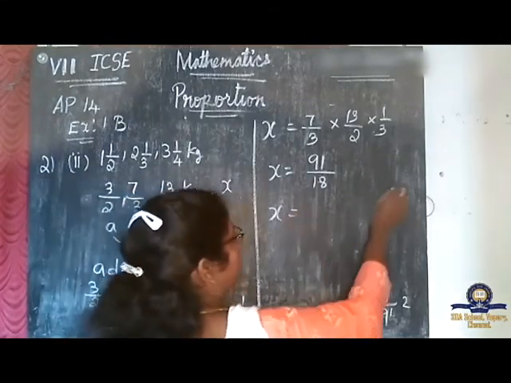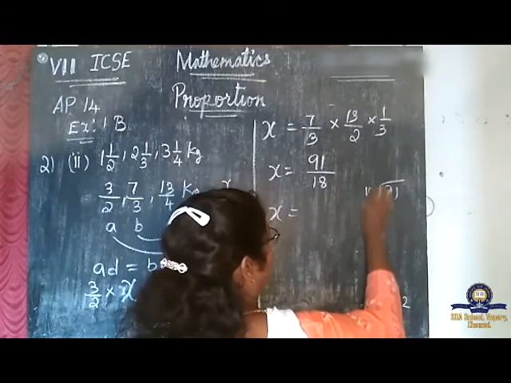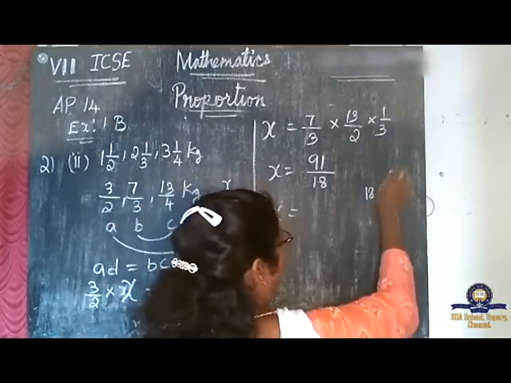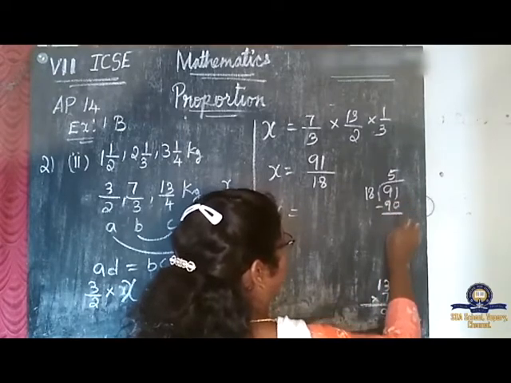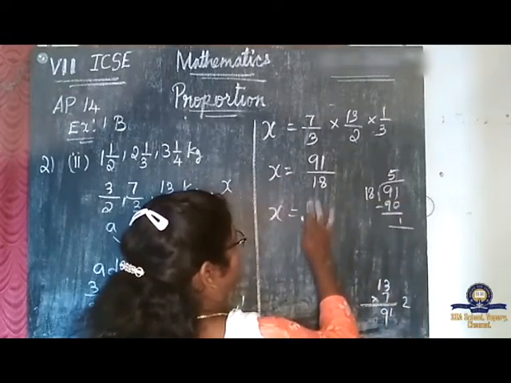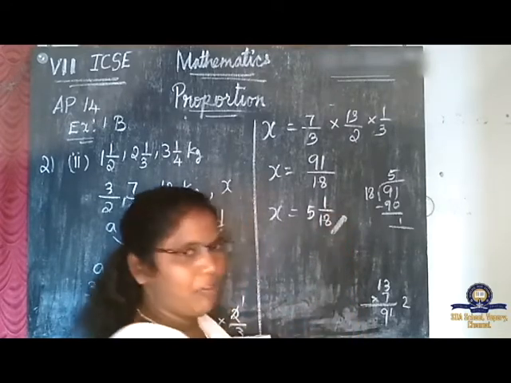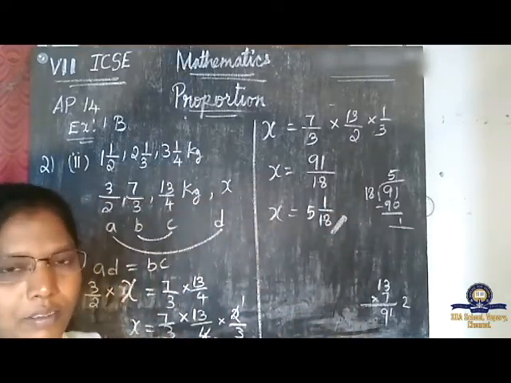And this also can be written. We'll divide this one by 18. How many 18s are there in 91? We have 5 times. 5 18s are 90. Remainder 1. So 5 1 by 18 is the answer. My fourth proportional. Okay.